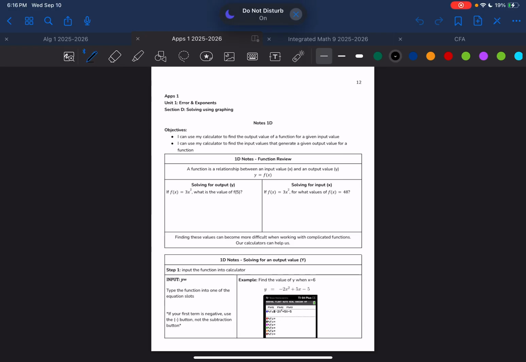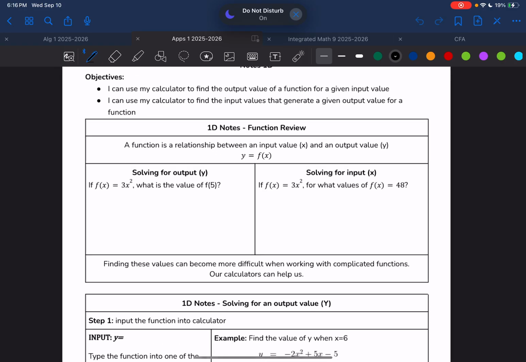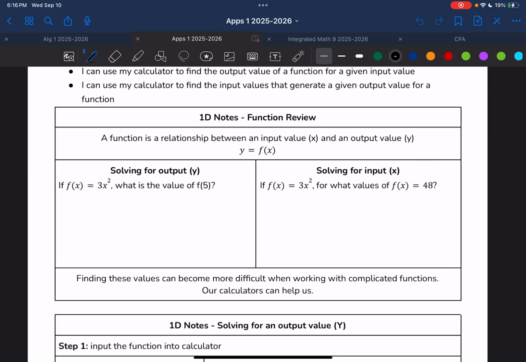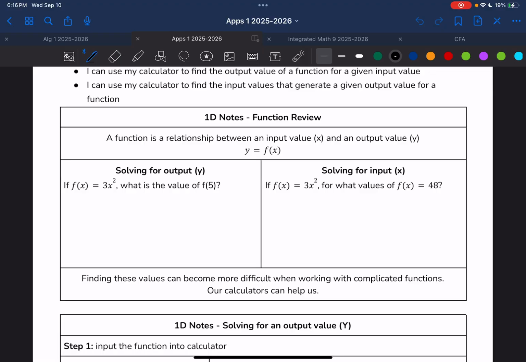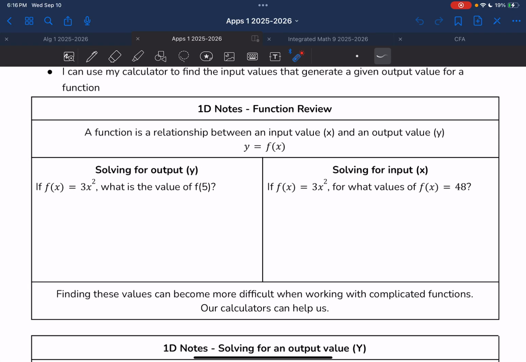All right, in this video, I'm going to be talking about pages 12 through 15 in the notes packet. This is where we're really diving into functions and getting really used to using our calculator to solve for both input values and output values. So if we have a function, y equals f of x, remember y and f of x can be written interchangeably.